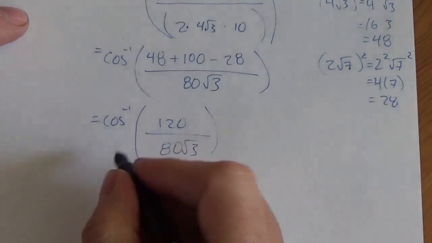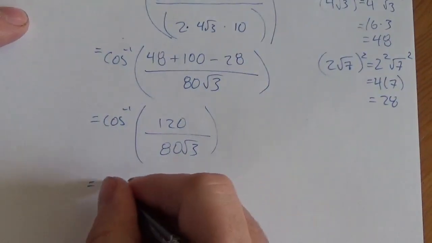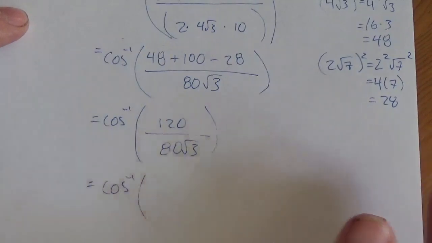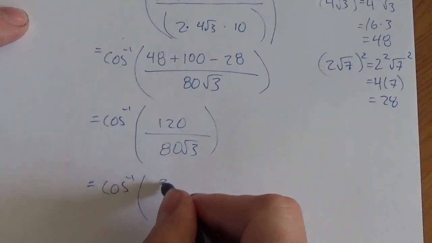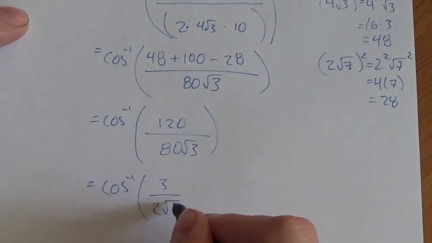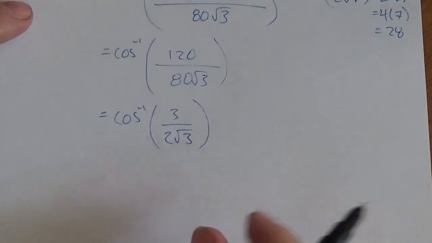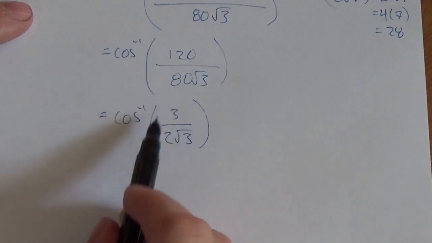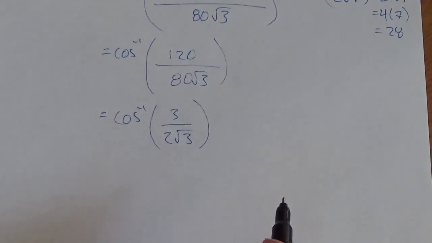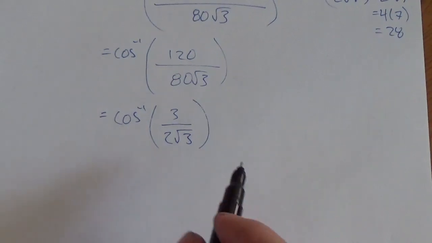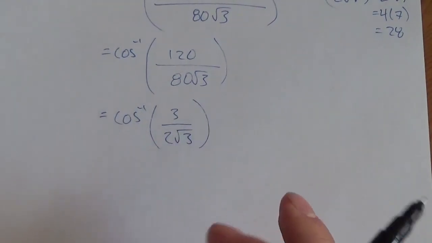Well, that's actually kind of nice. That works out okay because 120 and 80 are both divisible by 40. And so that's going to be 3 over 2 root 3. Now I'm getting some really nice friendly numbers here. But I don't recognize that as a ratio that goes with my exact values. Now, I mean, I do, but it's not going to be obvious to a lot of people.